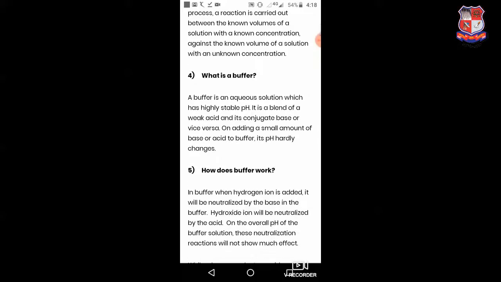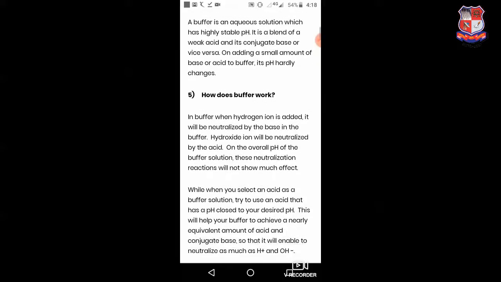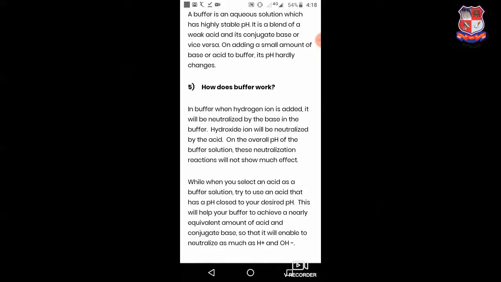So, what is a buffer? A buffer is an aqueous solution which has a highly stable pH. It is a blend of a weak acid and its conjugate base, or vice versa. On adding a small amount of base or acid to a buffer, its pH hardly changes. So how does the buffer work?